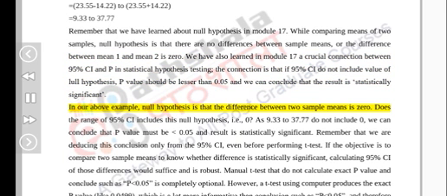In our above example, null hypothesis is that the difference between two sample means is 0. Does the range of 95% CI include this null hypothesis, i.e., 0?